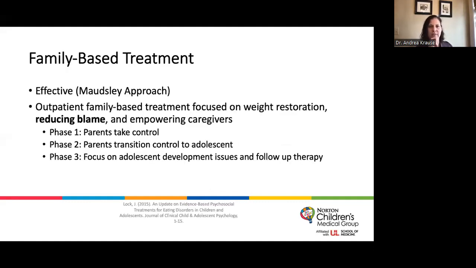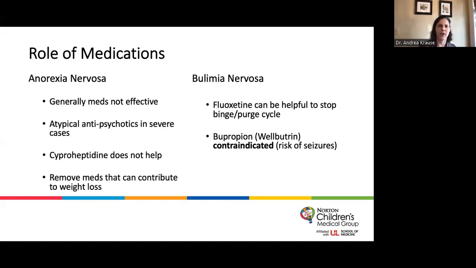This is a little bit about family-based treatment that we know from the Maudsley approach from years ago. The parents are in control for phase 1. They transition the control to the adolescent in phase 2. And then phase 3 is like normal adolescent behavior and development. So they have to kind of graduate to those things. And again, we talk about reducing blame. That's another part of it.